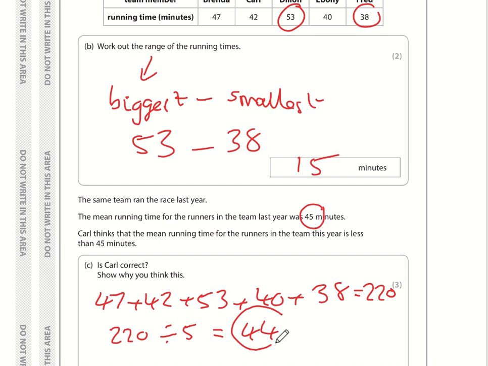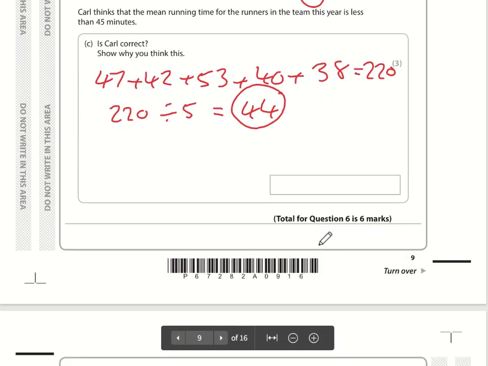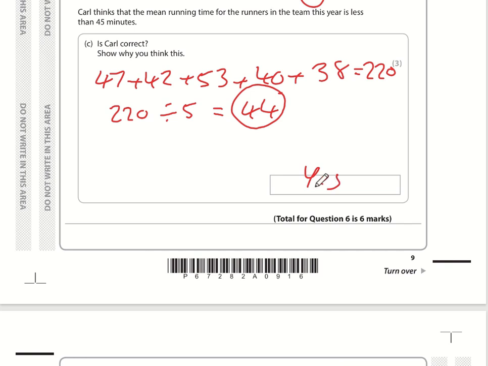So the mean running time for the runners in the team last year was 45. It's now 44. Carl thinks that the mean running time for the runners in the team this year is less than 45. Well, he is correct because it's now 44. So is Carl correct? The answer is, of course, yes.